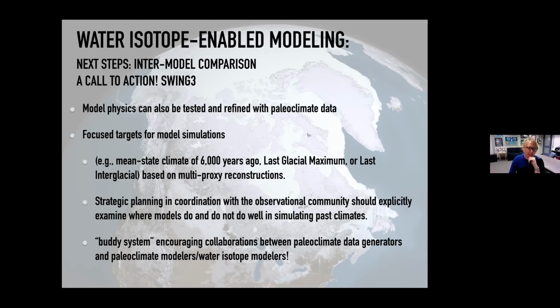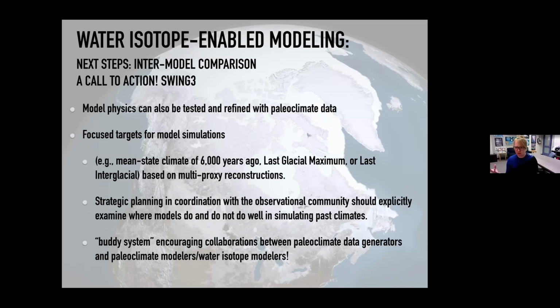So we're going to need to do some strategic planning in coordination with the observational community to see what validation products we realistically have right now. And to that end, I think we really need to formalize a buddy system whereby collaborations between paleoclimate data generators, but also modern observationalists and paleoclimate and water isotope-enabled modelers can come together, right?